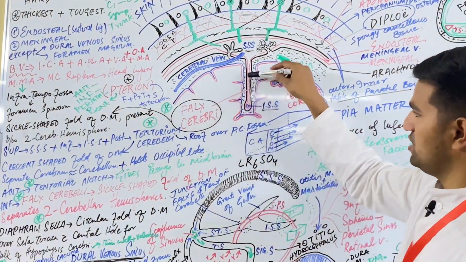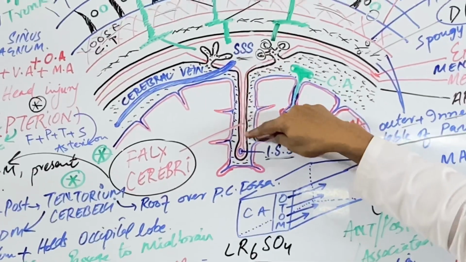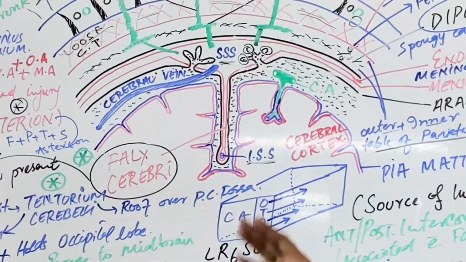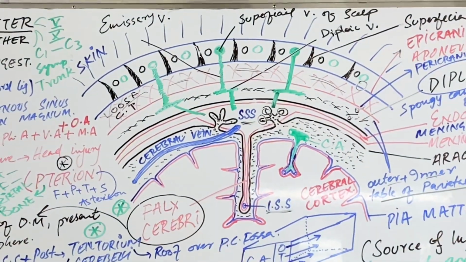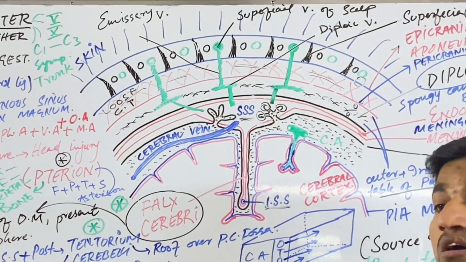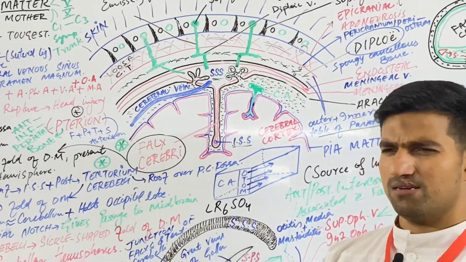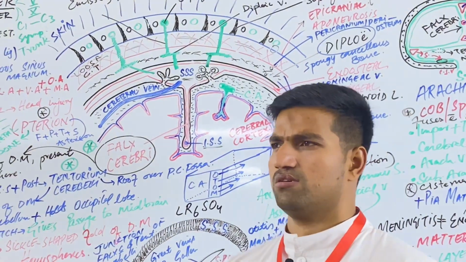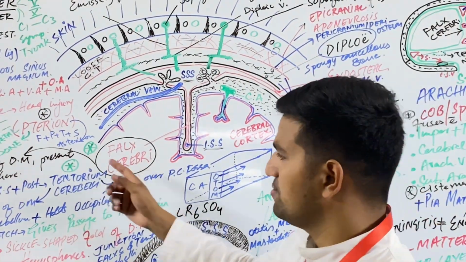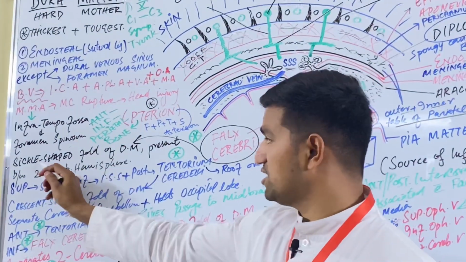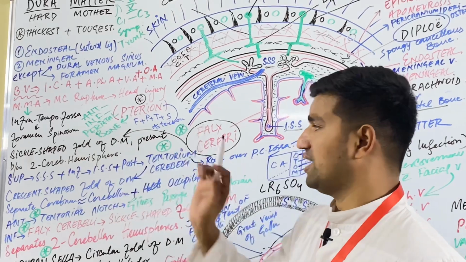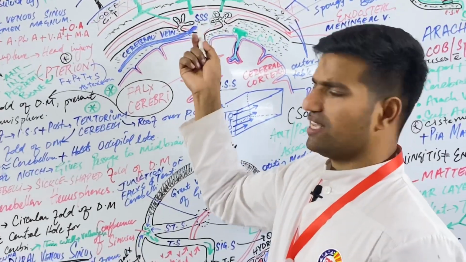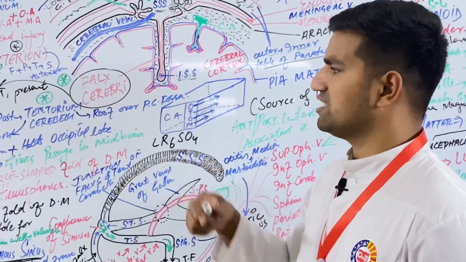What is the falx cerebri? You can see it over here. This is a crescent-shaped fold of dura mater which separates the two cerebral hemispheres. Posterior to the falx cerebri is the tentorium cerebelli, which is also a crescent-shaped fold of dura mater, which separates the cerebrum from the cerebellum and holds the occipital lobe. The falx cerebri is a sickle-shaped fold of dura mater present between the two cerebral hemispheres. Superior to it we have the superior sagittal sinus, and inferior to it we have the inferior sagittal sinus.